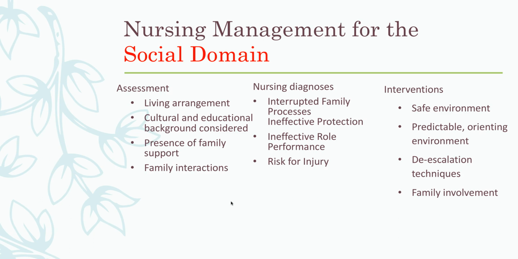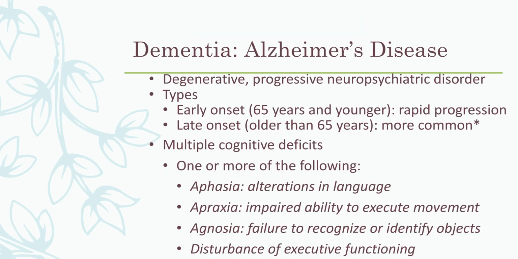This is something that needs to be treated as a medical emergency, and it needs to be treated pretty quickly. So if we're agreed that delirium is acute, then let's talk about what chronic changes look like, and we're specifically going to talk about Alzheimer's disease. It's a degenerative progressive neuropsychiatric disorder.